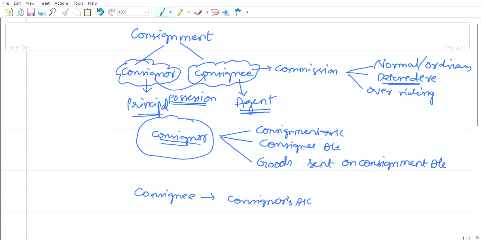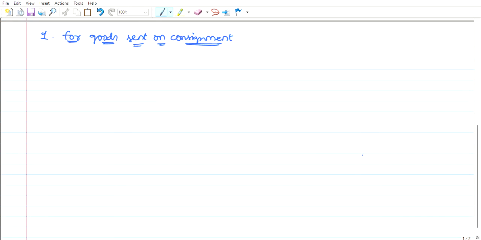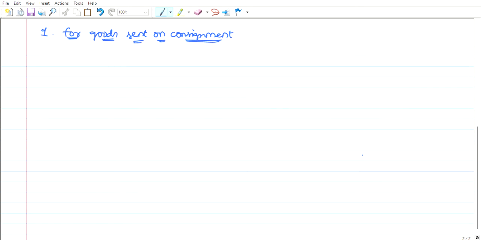And if any profits or any losses are incurred in the consignment business, that will be borne by the consignor only. For the profits or losses, the consignor will be responsible. And one more thing here, you have to understand that ownership will not be transferred, only possession is going to be transferred here. Now let's discuss the second case.